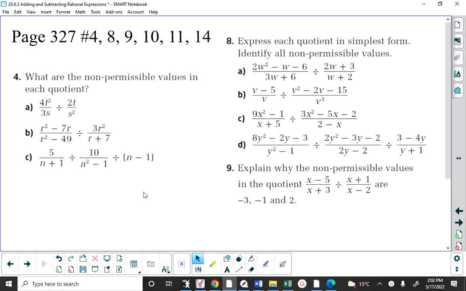So this is on page 327 of your textbook. This is dividing rational expressions. And ultimately, what I would tell you, everybody, is everything we've done so far, that's a bit of a lie because we had that little detour where we had to talk about non-permissible values when you have two variables. But pretty much everything that we've done so far turns into simplifying a rational expression.